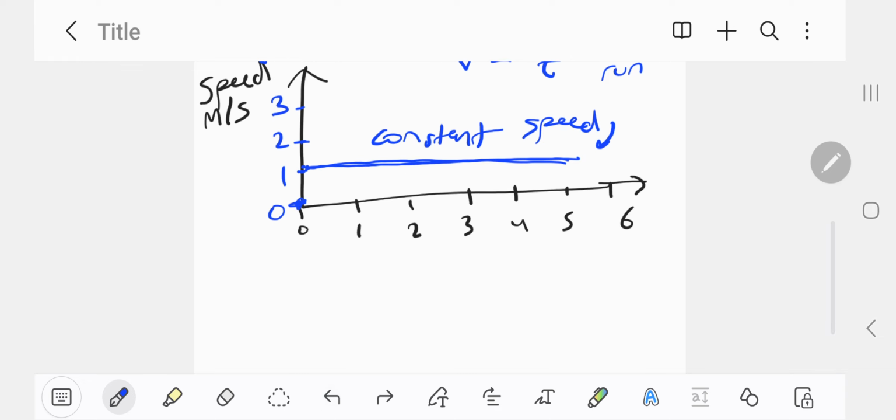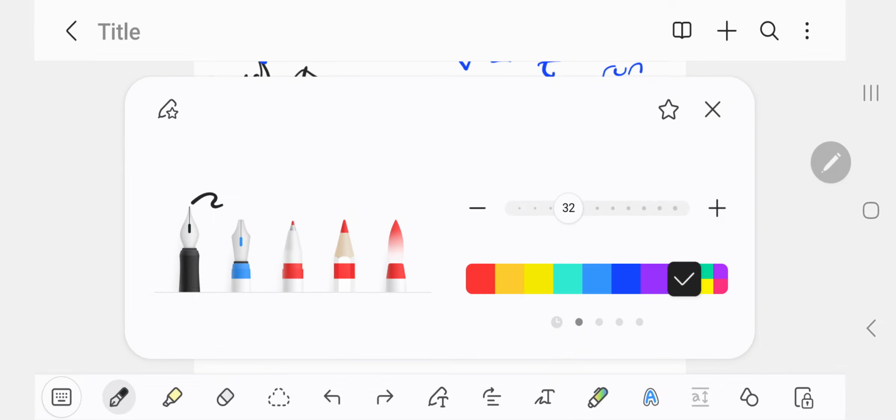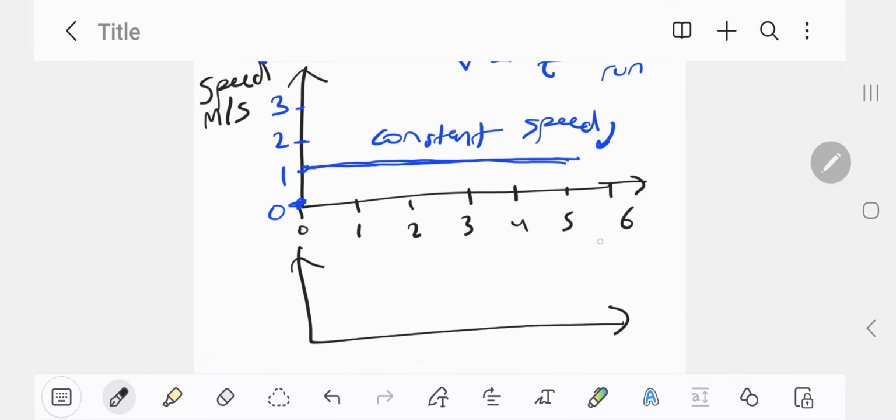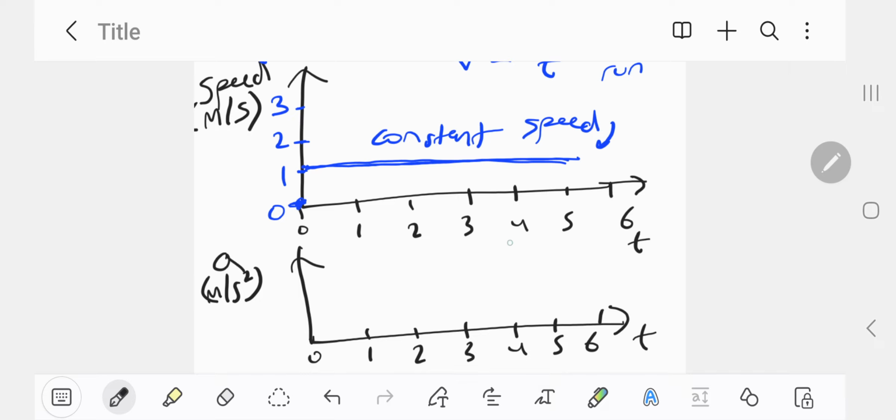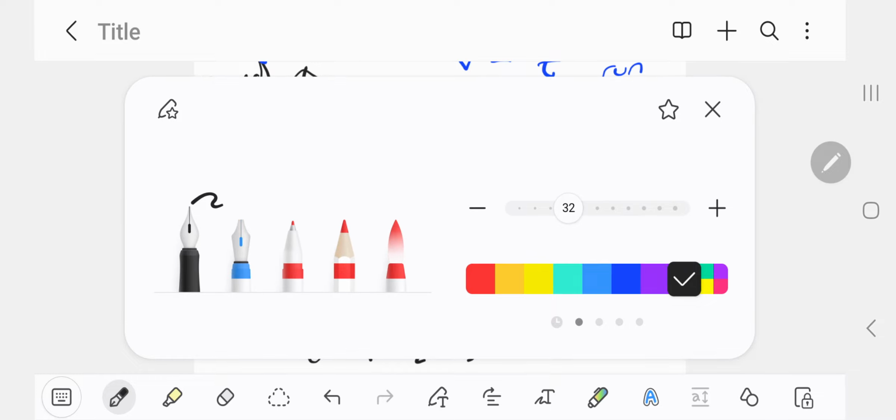So that's that. What about acceleration? Well, once again, time stays the same. 0, 1, 2, 3, 4, 5, 6. Acceleration, call it A, is in meters per second squared. We know that acceleration A is the rate of change of velocity, the change of velocity over the change in time. However, if you look at that graph there, constant speed, there's no change in velocity. Velocity, the speed, is the same.